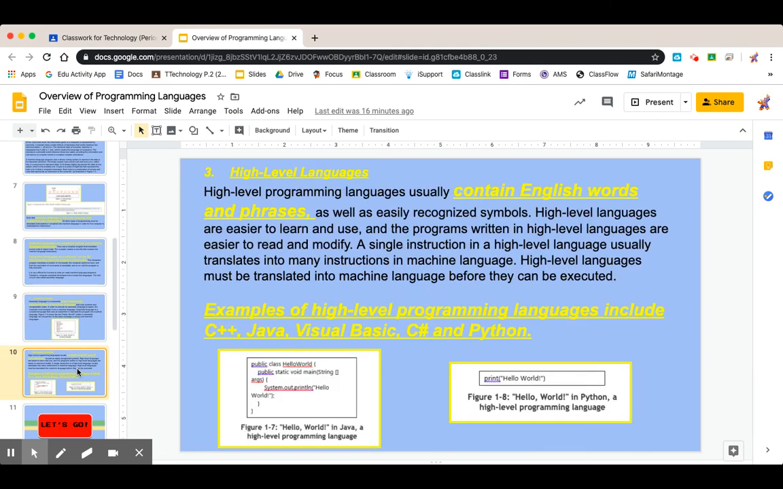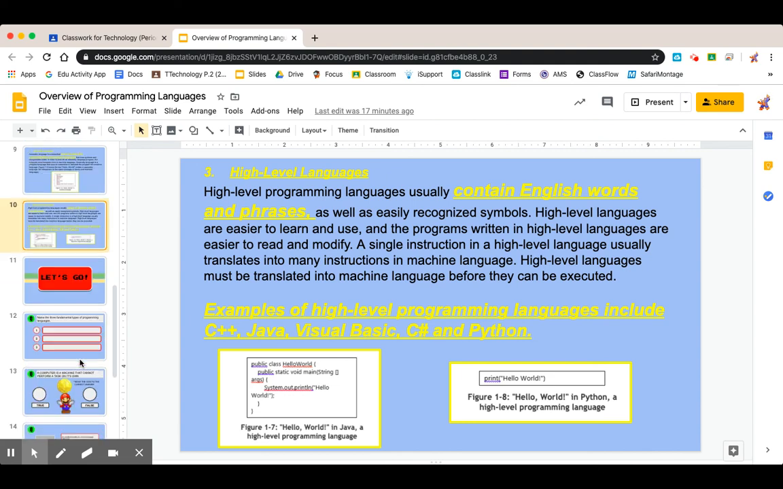Next is our high-level language. High-level actually contains English words and phrases. So that's what most programming is, especially JavaScript, Python, C++. Those are the different languages, and they all use high-level, which means they contain actual English words and phrases. So if you look at some of the examples down here, there are actual words there, not just combinations of letters and numbers. It says public, it says class, it says hello world. This one over here says print. So that's high level, actual words and phrases.